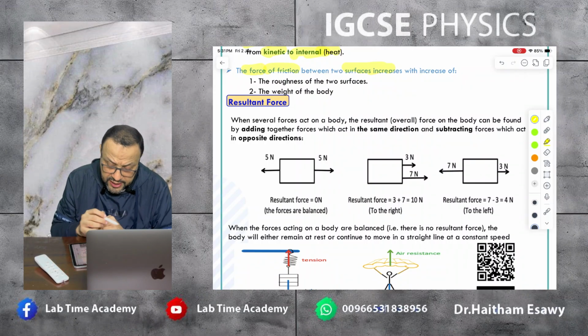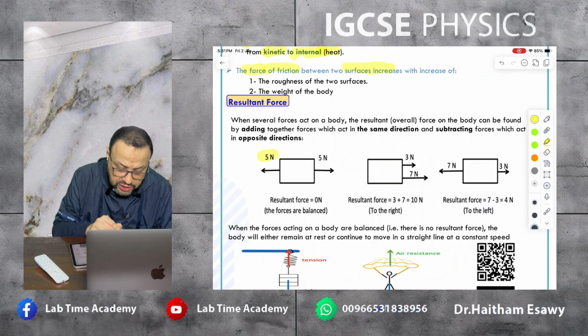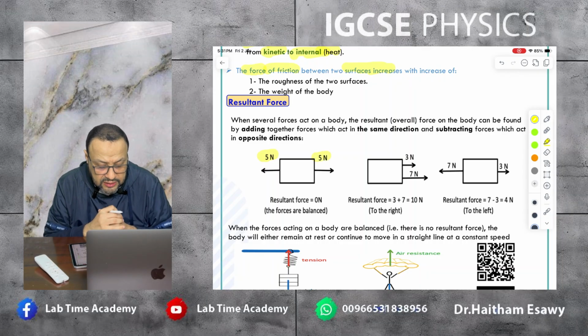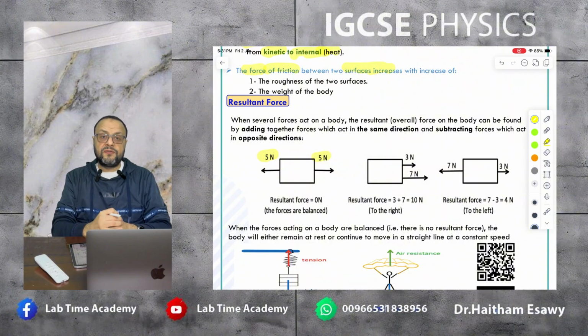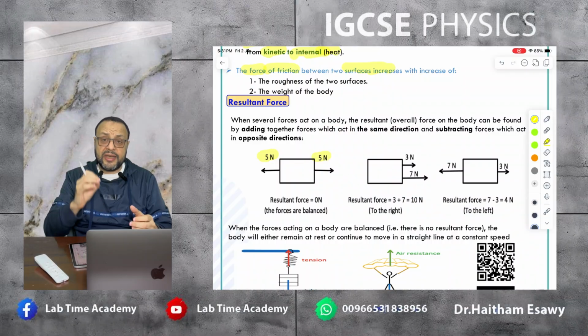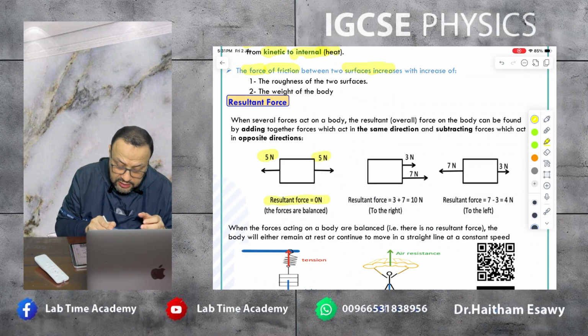For example, if we have the first object with 5 Newton to the left, 5 Newton to the right, what will be the resultant force? Actually, the resultant force will be 5 minus 5 equals 0. So now this object is in equilibrium, balanced. So this will be the resultant force.